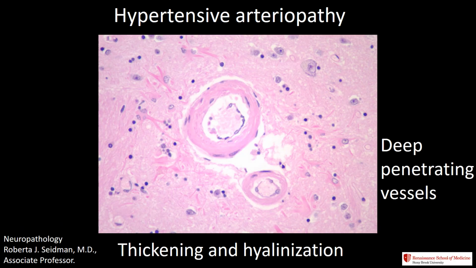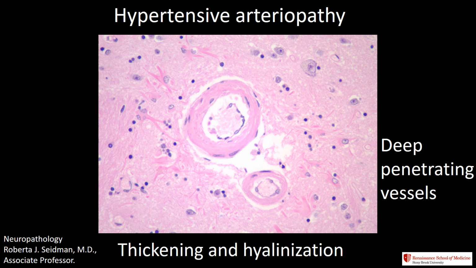This is a photomicrograph of a section of basal ganglia showing 2 affected arteries. These arteries are displaying changes typical of hypertensive arteriopathy. Hypertensive arteriopathy consists of thickening and hyalinization of the arterial wall. Hypertensive arteriopathy is the cause of most lacunar strokes.